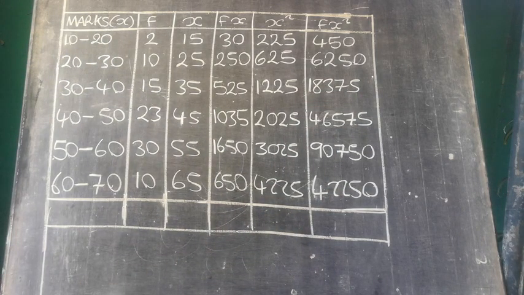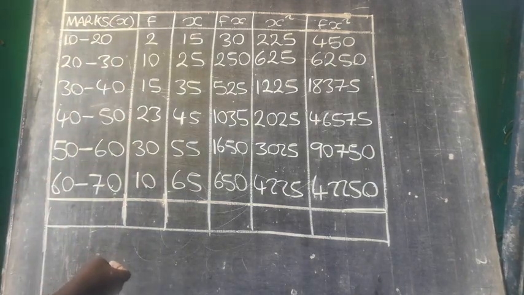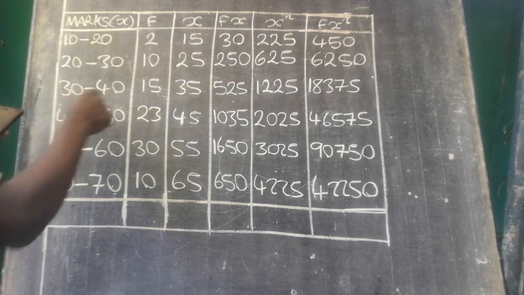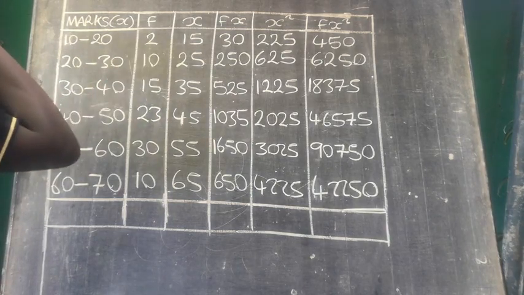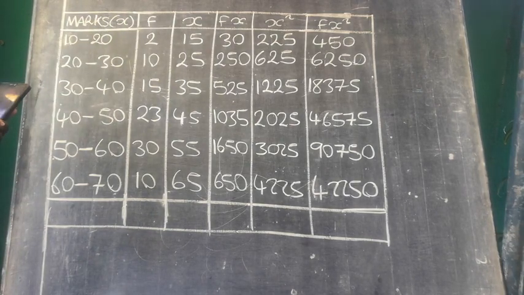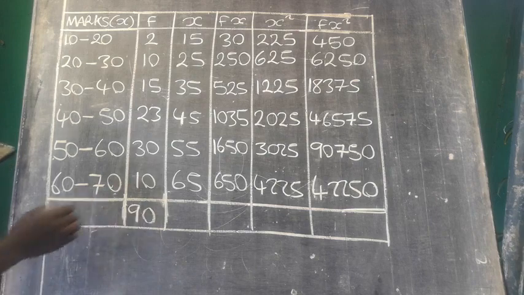So now after filling up all the columns, now we have to find the summations. So we need the sum for frequency. So we have to add this column, all the numbers one by one. So say 15 plus 10, we are getting 25. 25 plus 2, we are getting 27. So it will be 27 plus 23 plus 30 plus 10, which is equal to 90. And this one, it was given in the sentence.